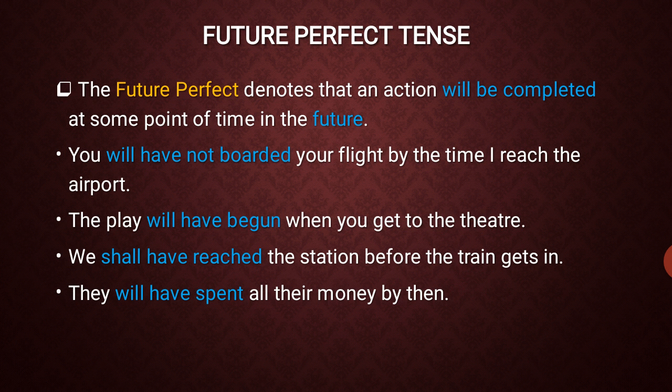Future perfect tense, next thing. The future perfect denotes that an action will be completed at some point of time in the future. You will not have boarded your flight by the time I reach the airport. See carefully, the future perfect denotes the action will be completed at some point of time in the future. The play will have begun when you get into the theater. We shall have reached the station before the train gets in. They will have spent all their money by then.